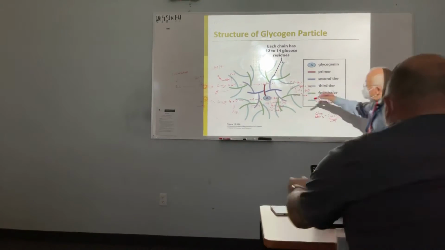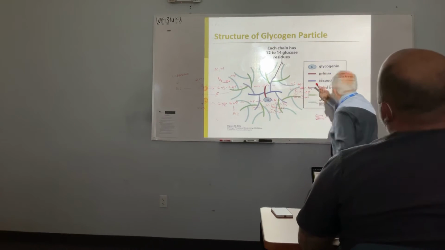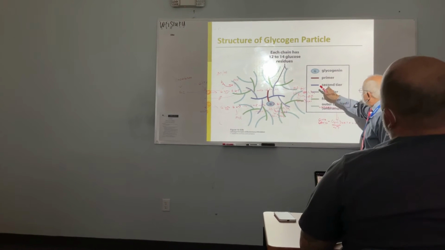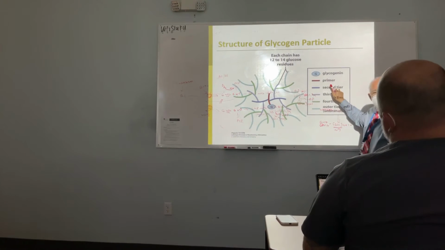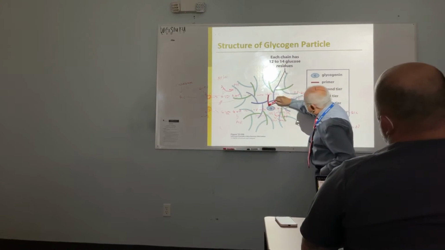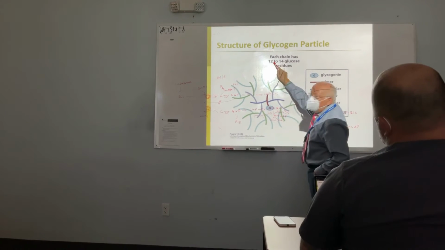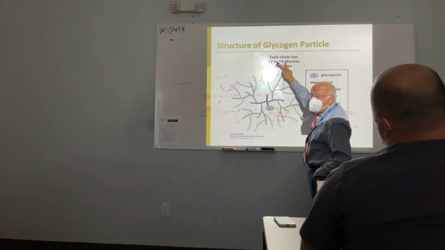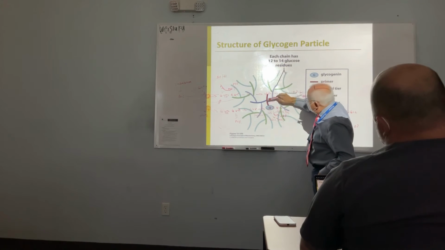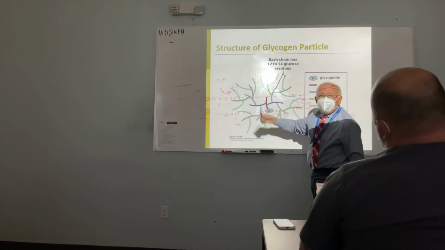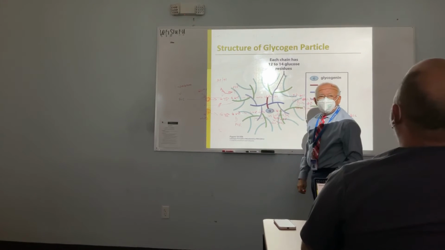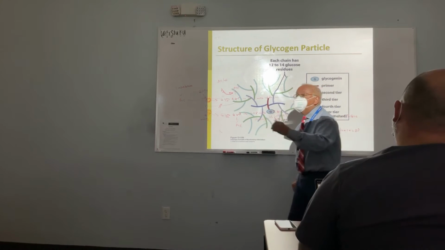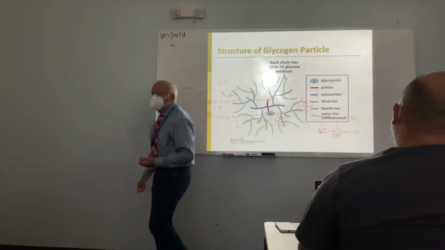Look at this. This is the primer, or you can call it first tier. Think about that. This has on average 12 to 14 glucose residues. So if we assume there are 14 in here, half of these were added by glycogenin, and then the synthase took over because the synthase can do it faster.